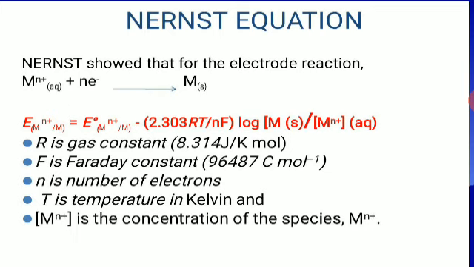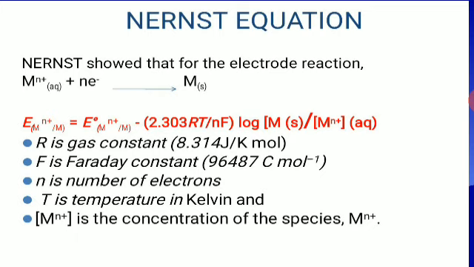So here comes the Nernst equation. If a metal ion after gaining electrons converts into a solid metal, Nernst has given an equation to find the electrode potential of the cell, the EMF of the cell. E is equal to E naught minus 2.303 RT upon nF log of concentration of metal solid upon concentration of its ion, where R is the gas constant, and in electrochemistry we take the value of R as 8.314. F is the Faraday constant, 96487 coulombs per mole.